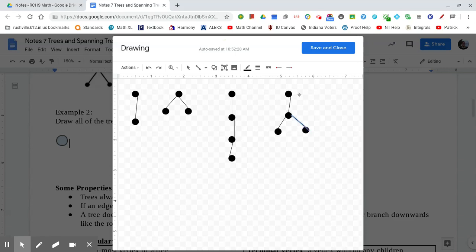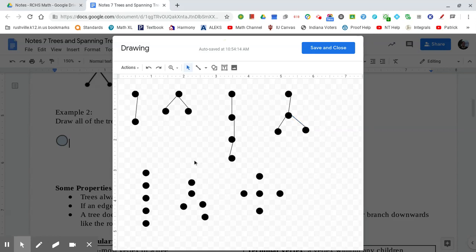Well, they still use the same number of vertices, which is 4. They still have 3 edges, but when we compare the degrees of each vertex, they're different, which means there are 2 ways that I can make a tree diagram with 4 vertices. One where I have degree 1, 2, 2, 1, and another one where I have degree 1, 3, 1, 1.